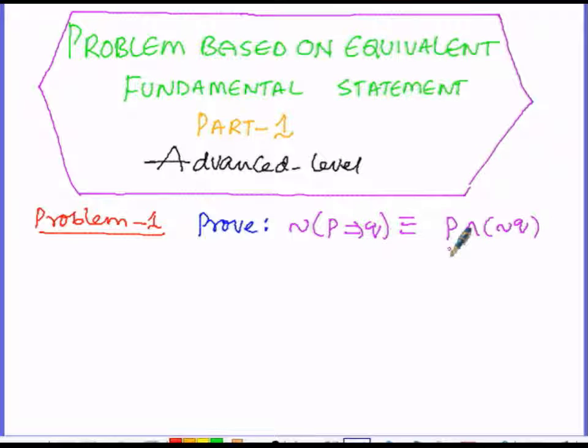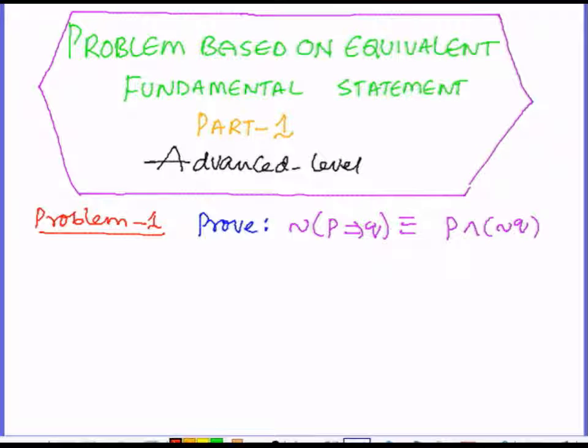So here, negation of P implies Q. When we remove the implies symbol, the negation will be attached only to the second statement, that is Q, and the implies becomes AND. This is one of the formulas which we use under the laws of algebra of statements. The negation of P implies Q is identically equal to P and negation Q.